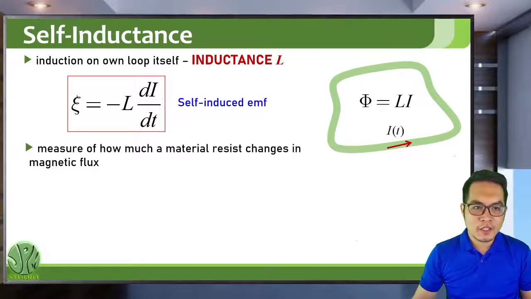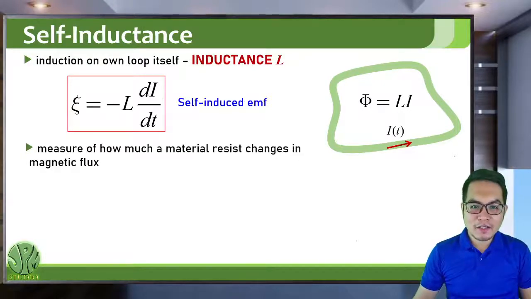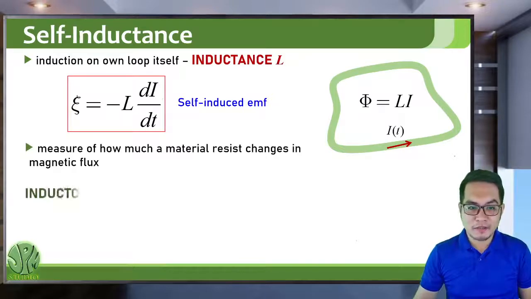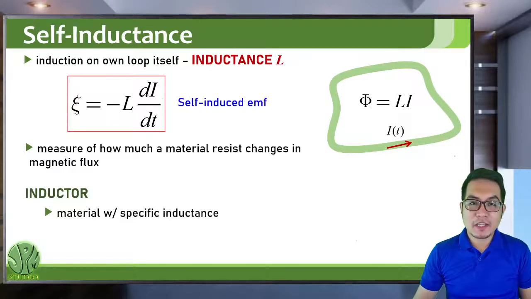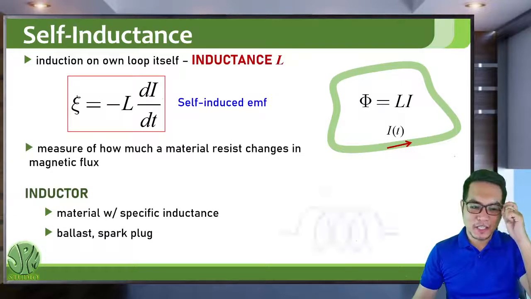Okay. So basically, self-inductance, or inductance in general, is just a measure of how much a material resists changes in magnetic flux. So if you have a large inductance, it has a large resistance to changes in magnetic flux. An inductor is basically a material with specific inductance. Examples are the ballast in your fluorescent lamps or bulbs, and a spark plug. That is an inductor.